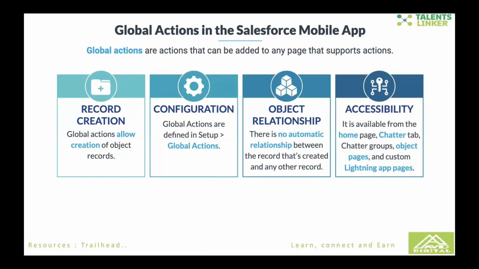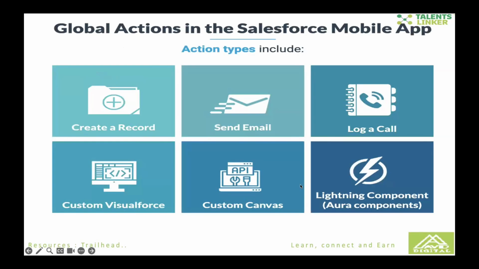You go to the object manager, you look for the button, you see create object actions there. Then if you use that one to actually create an object, it has a relationship automatically with an existing object within your org. But if it is a global action, it's not directly like that with your existing relationship. Accessibility is available from the home page, chatter tab, chatter group, object page, custom Lightning page, different forms.